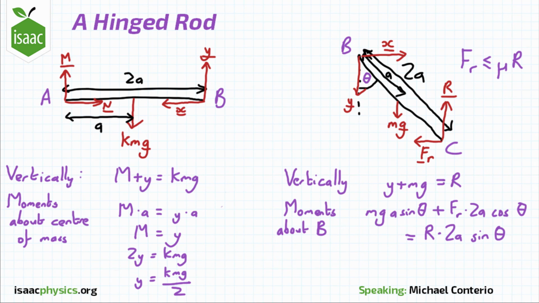sine theta. We can substitute the value of Y that we obtained from part AB into these equations, and we can also look at the situation when the frictional force is at its maximum and is therefore equal to mu R, and substitute this into these equations. This will allow you to calculate a value for mu.